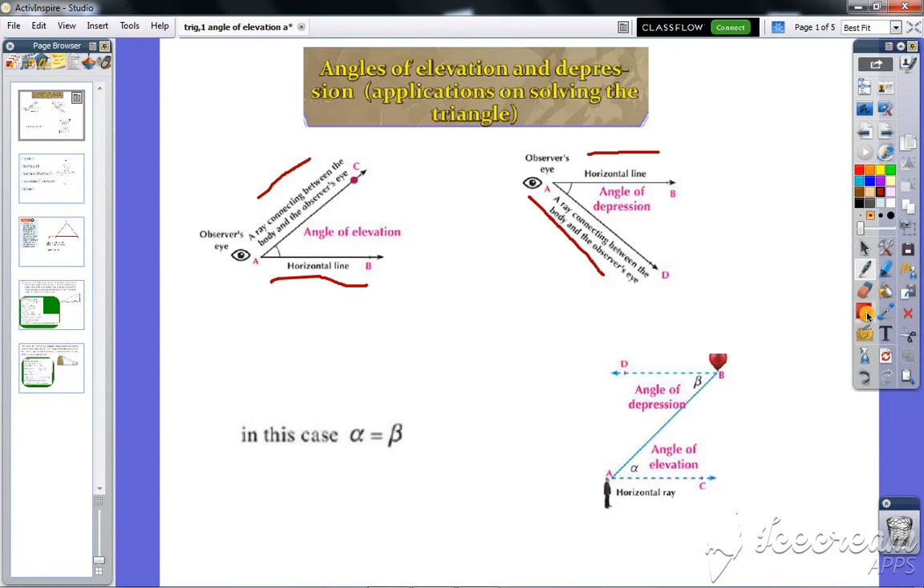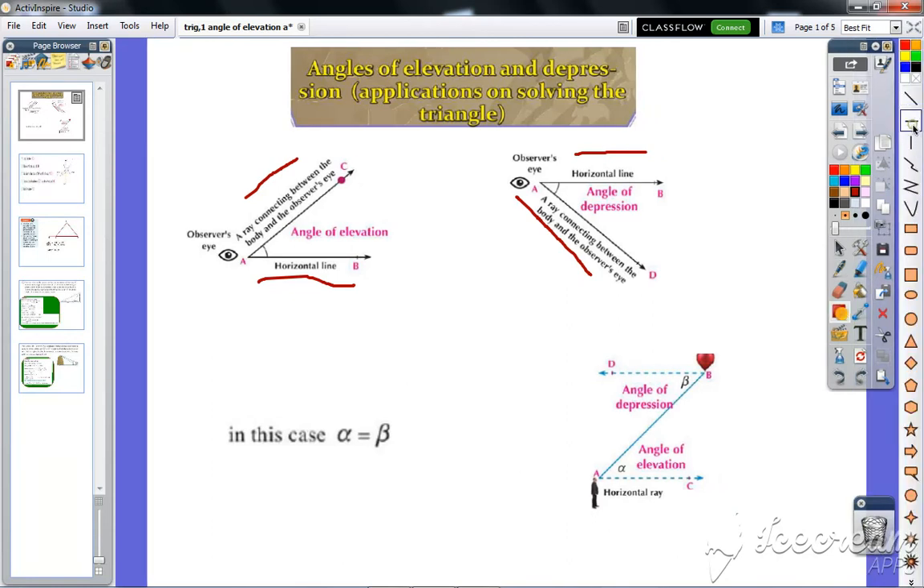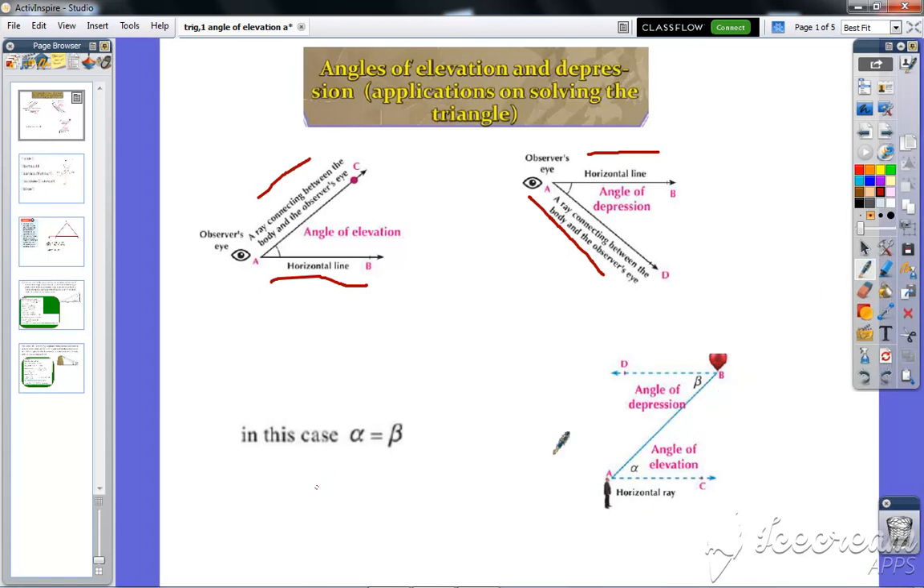A very important note I have to know is that the angle of elevation equals the angle of depression, this way. Of course, because these are alternate angles, two alternate angles. This is the horizontal ray, and this is the ray parallel to the horizontal. And if I make an angle like this, the angle of depression equals the angle of elevation.